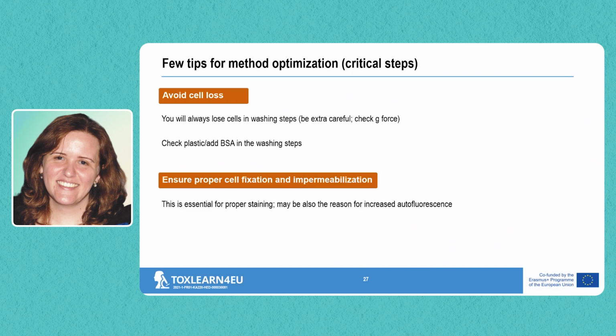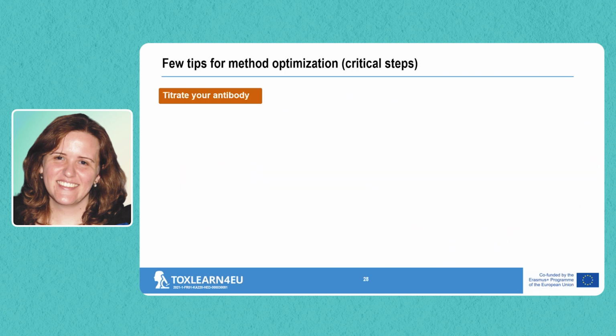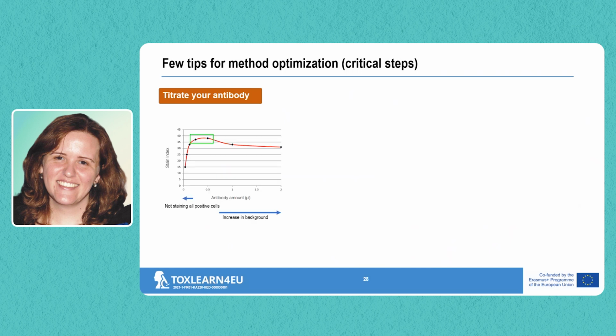You should also ensure fixation and permeabilization, so you know that is really important. We need the stains to get in the cells, but at the same time, we need to be careful on one hand not to increase too long the period of incubation, or otherwise we will increase the autofluorescence of the sample. And you should titrate your antibody. So this is pretty basic when you do this kind of assays.